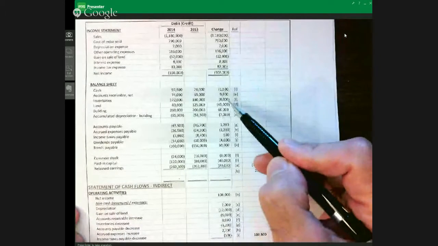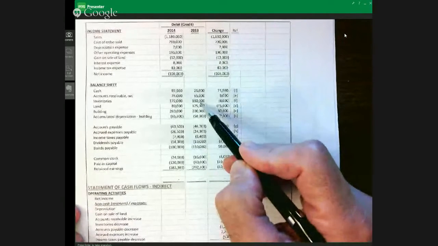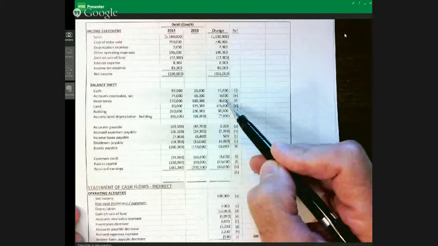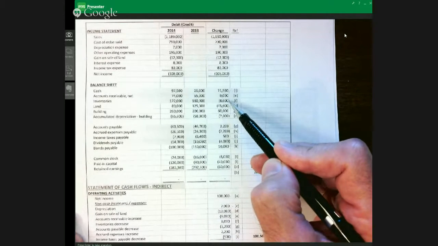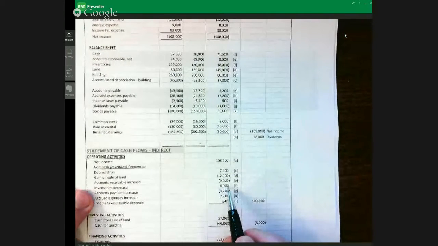Next up, we have inventories. Inventories went from $180,000 to $172,000. So inventories went down. Inventory represents an asset. Assets are increased with debit balances, decreased with credits. So we will credit the inventory account on the balance sheet, and we must show a debit in the statement of cash flow.